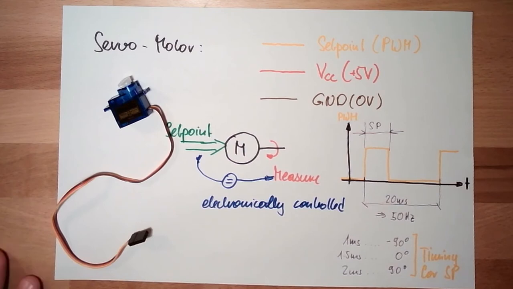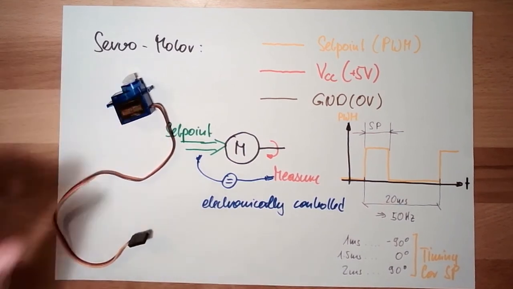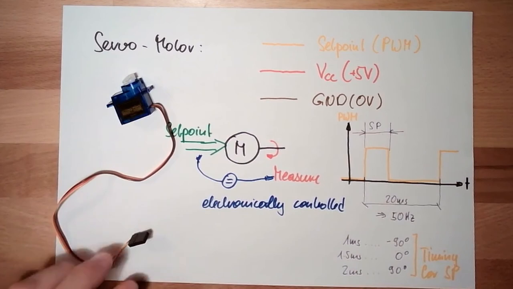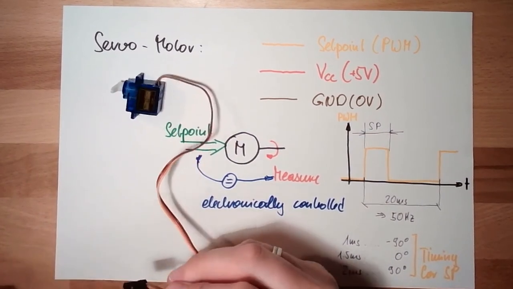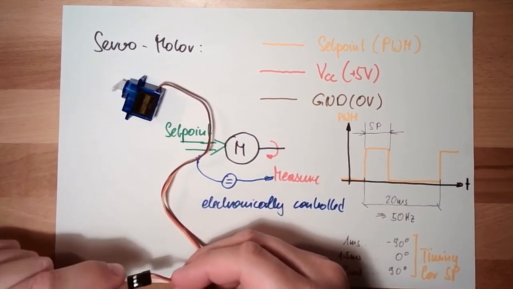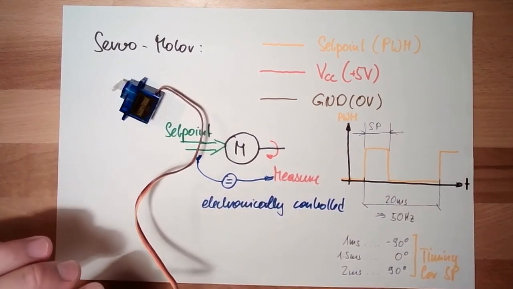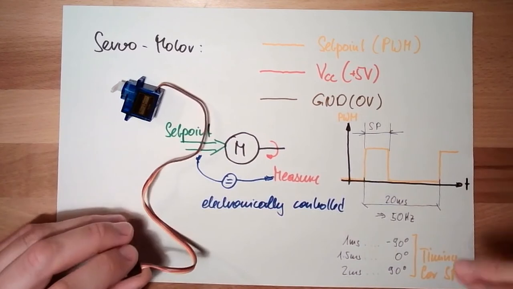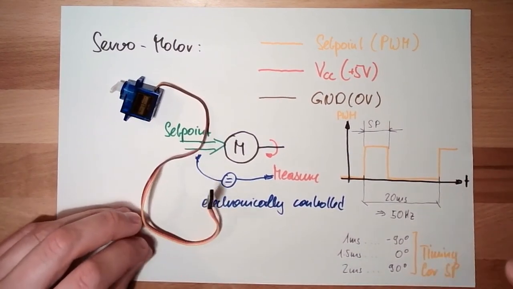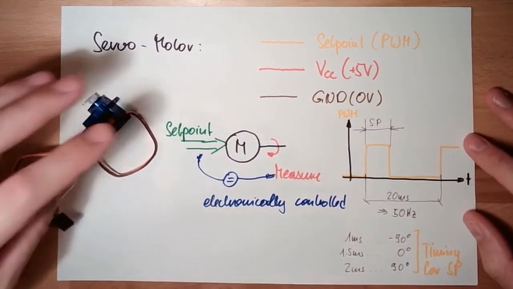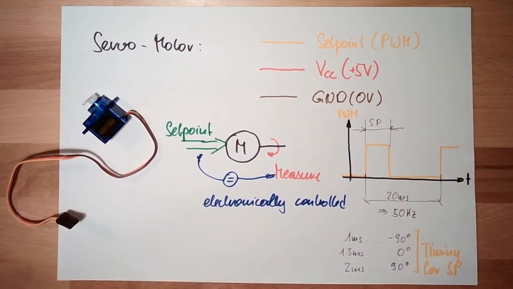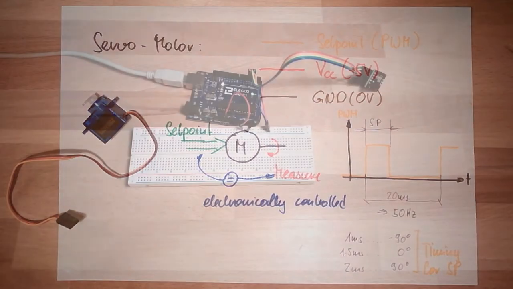Okay, this is how this little thing works. So we will connect here plus, we will connect here minus, and we will connect here a PWM signal, which we have to code specially. So let's start with the hardware.